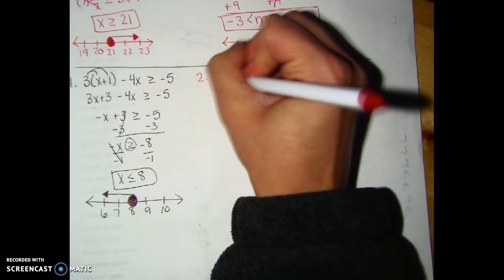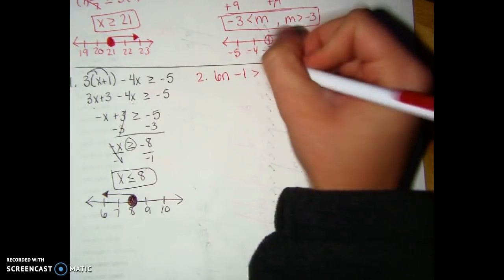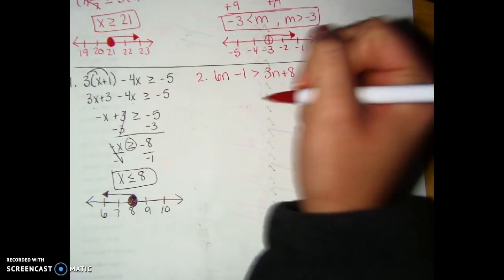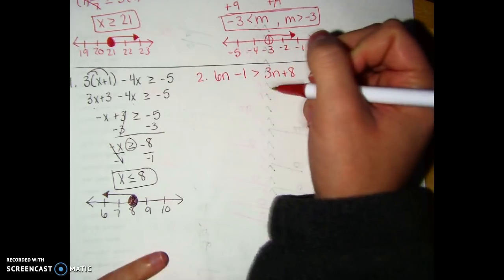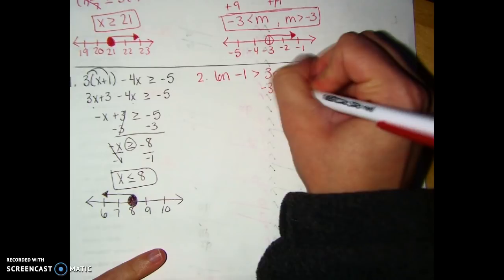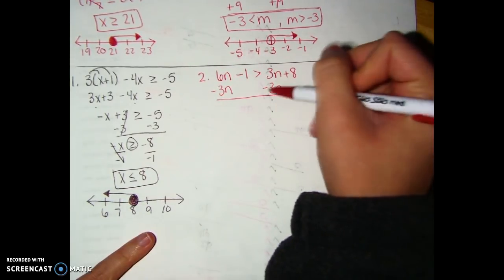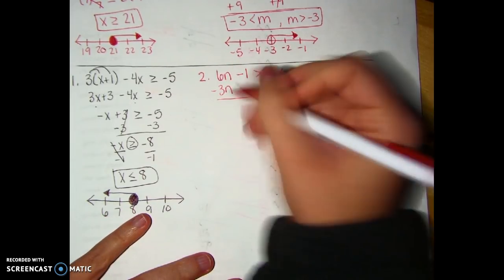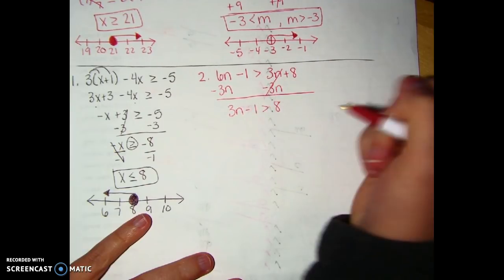Let's do 6n minus 1 is greater than 3n plus 8. Feel free to pause this whenever you want to, so you can go ahead and solve it on your own. I'm just going to keep going. I'm going to subtract 3n first. In the same step, you can also add 1 to both sides, but I'll do it in 2 different steps so I don't confuse anyone. So 6n minus 3n is 3n. Minus 1 is greater than 8.